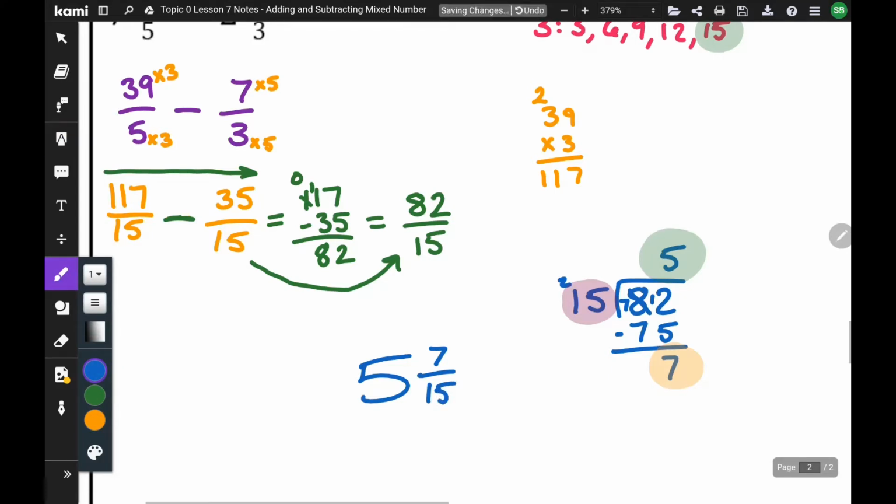And lastly, I check, can it be simplified? I ask myself, what numbers go into 7? Only 1 and 7. We don't simplify with 1, so I ask myself, does 7 go into 15? And I know for a fact that it does not. So this answer is in simplest form.